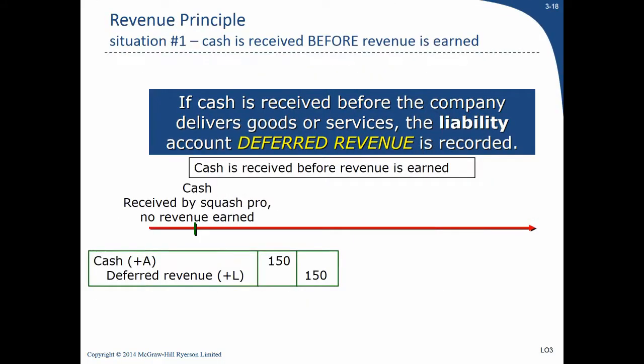The Squash Pro's perspective is what's called a deferred revenue account. Deferred revenue, and that's a liability. Remember, he debited cash for $150. He has to credit something. The credit goes to this deferred revenue account for $150. It's a liability. It's called deferred revenue, but it's not revenue.